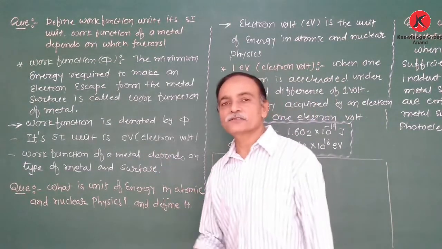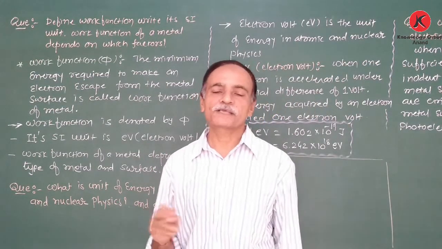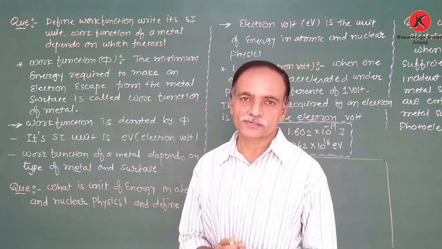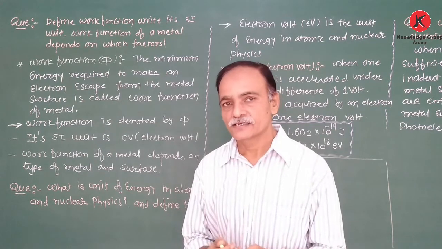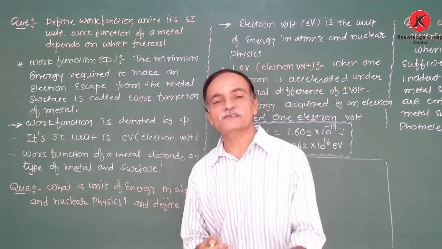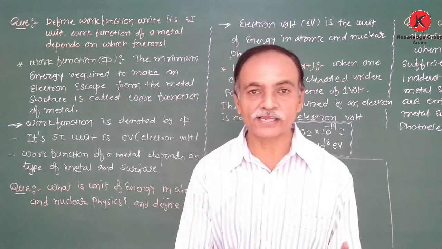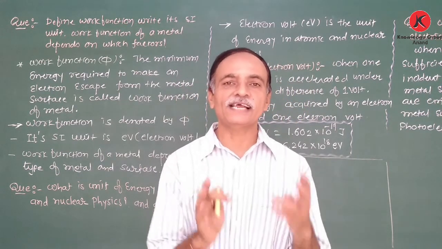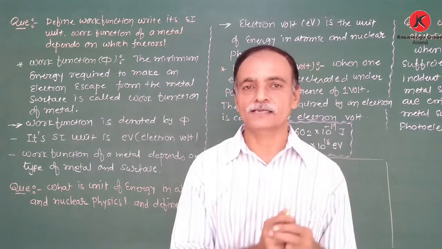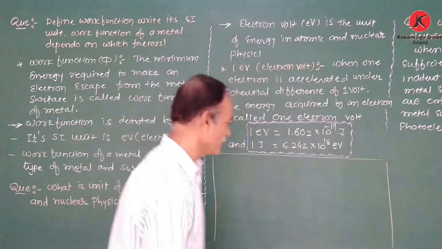We just discussed the different methods to obtain the emission of electrons. Right? Okay. The last method is the photoelectric effect. When radiation of sufficiently high frequency is incident on a clean metal surface, what happens? Electrons are emitted from the metal.